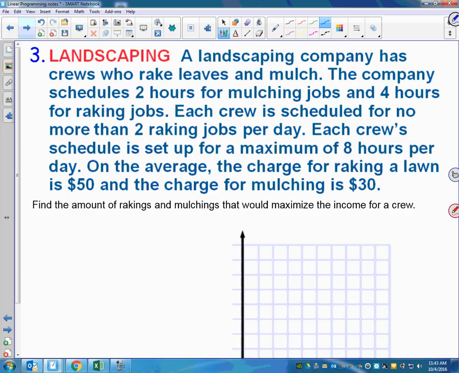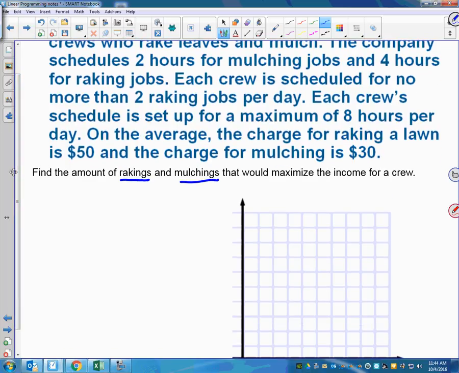Cody, what do you think? The amount of what? Rakings and mulchings, right? So those are my 2 things. I like to call them letters that go with it. So I would use R for the number of rakings and M for the number of mulchings, but we're going to have to graph this. So if you don't like changing letters, you can call them X and Y, all right? So it's whatever makes the most sense to you. I'm going to use R and M and show you that it's okay to use different letters. You just got to keep it straight.